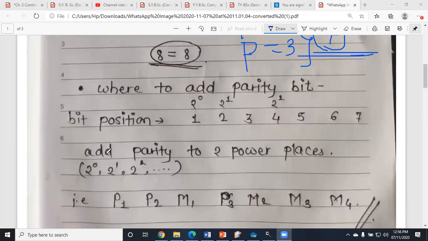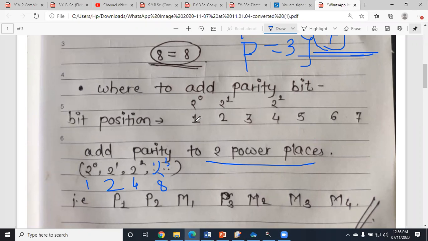Now, we are going to add parity at the 2 power places. What is the meaning of this 2 power place? It is 2 raised to 0, 2 raised to 1, 2 raised to 2, 2 raised to 3, and so on. This is nothing but your 2 power places. What is 2 raised to 0? 1. What is 2 raised to 1? 2. 2 raised to 2? 4. 2 raised to 3? It will be 8. And so on. Correct.